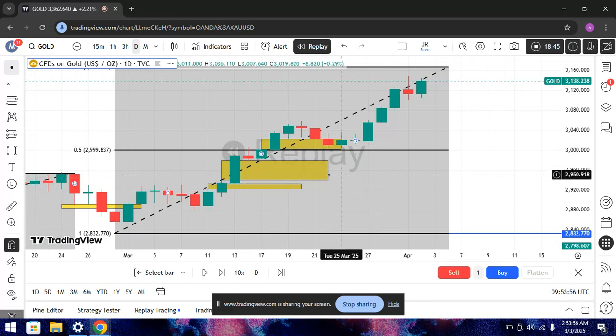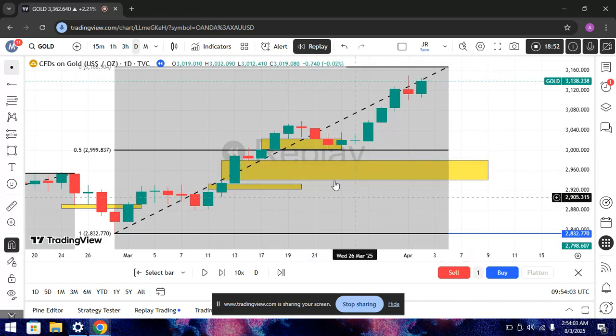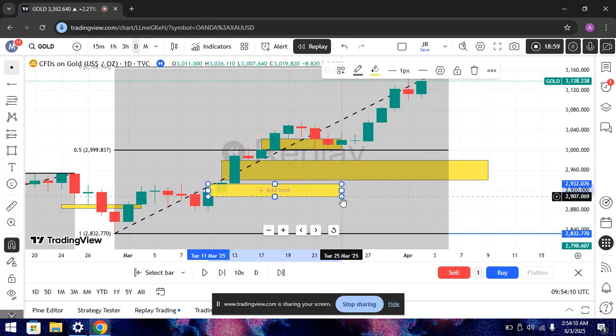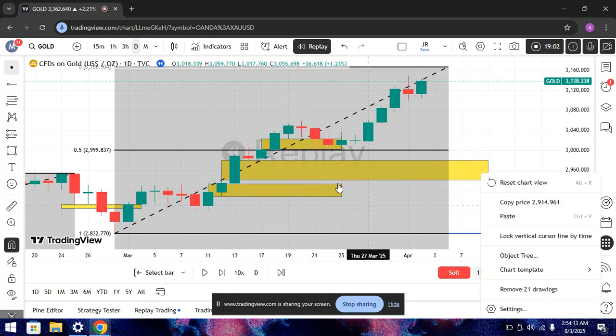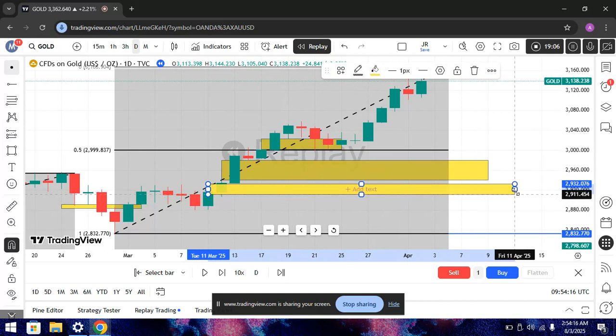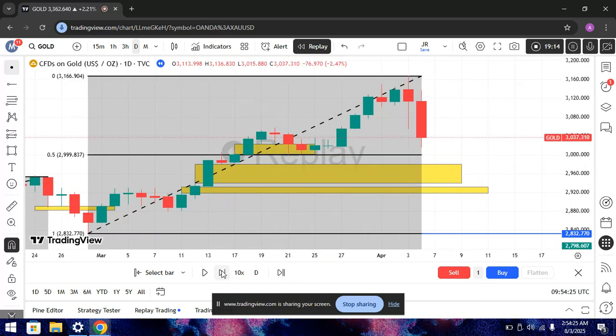And what are we seeing? So this is the 0.5. Let me just extend this to this level, and let me also extend this to this level. Let me extend this to this level. Now what we're going to do is wait for prices to retrace.